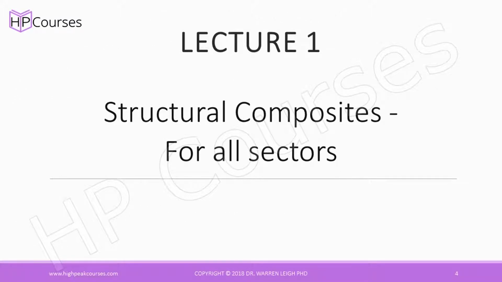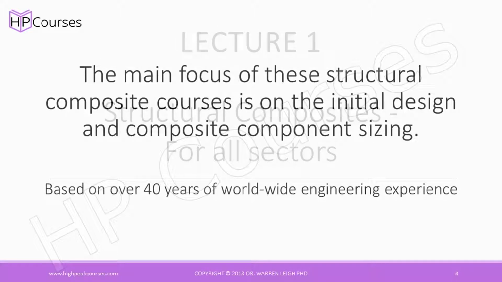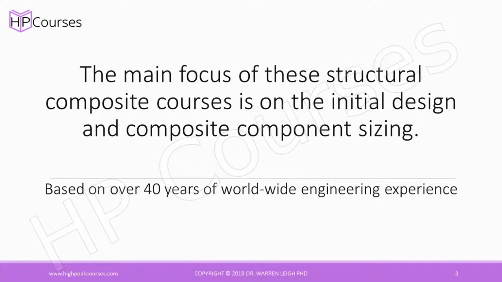In this Lecture 1, I introduce to you a variety of products from many sectors that are manufactured from composite materials, in particular structural composites. The first part of Lecture 1 deals with what I call conventional composites, that is, of glass fibre, carbon fibre and Kevlar, all in a resin matrix. The latter part of the lecture shows examples of more exotic composite materials, such as biocomposites, high-tech fibres like silicon carbide, natural fibres, consolidated composites such as carbon-carbon and ceramics. The main focus of these structural composite courses is on the initial design and composite component sizing.